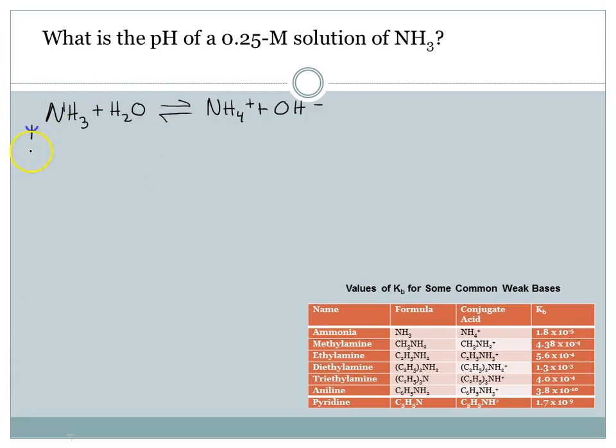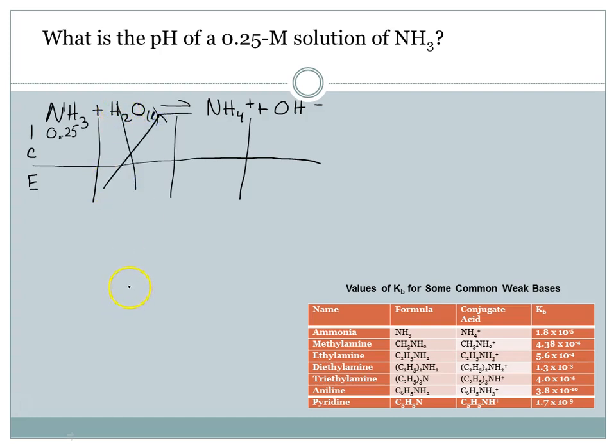Okay, so we're going to write our equation, start setting up our icebox, and think about what we have here. My initial concentration of ammonia is 0.25. Now for water, remember that water is liquid. I'll draw a nice little box here. The water is liquid. Really, I don't care what the water is because we don't include liquids in a Ka or a Kb or a K anything expression. So really, I'm just going to leave that blank.